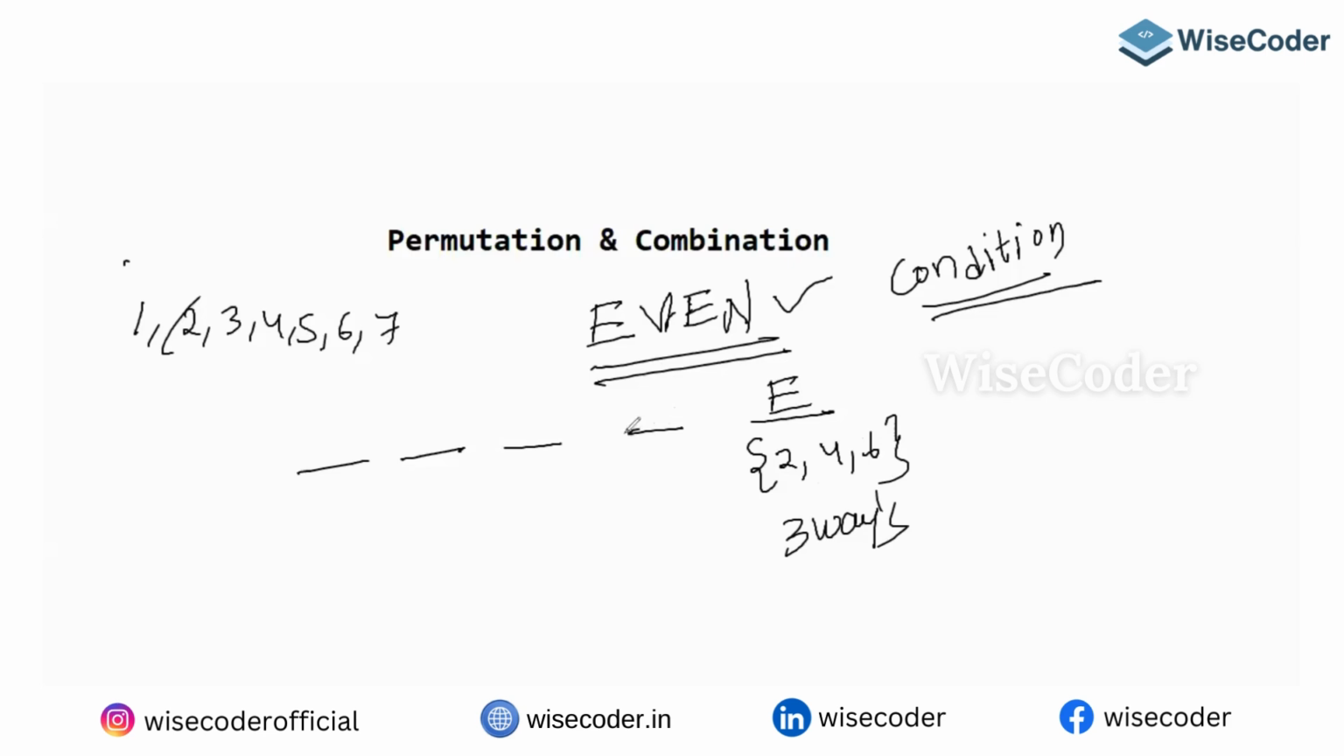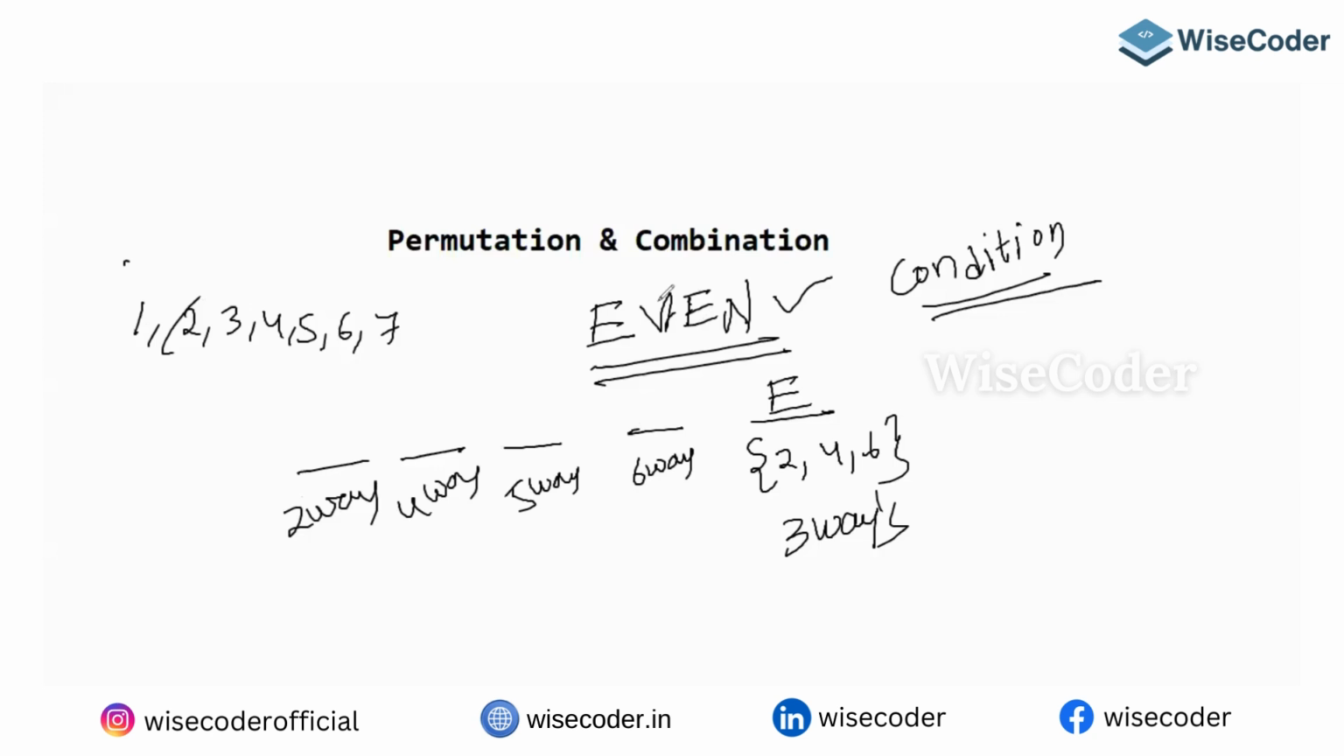Let's say 2 is filled here. So for the remaining positions, how many ways? Because one number is fixed here. Sorry, how many numbers are there? 1 2 3 4 5 6. So this is 6 ways. Let me correct this. This is 6 ways, this is 5 ways, this is 4 ways, and this is 3 ways.